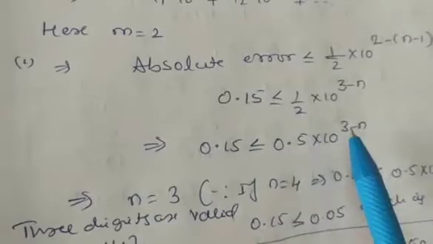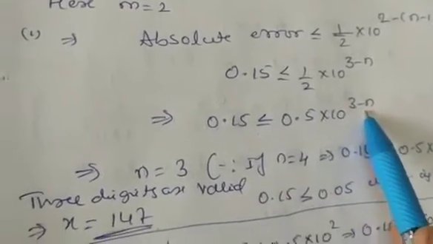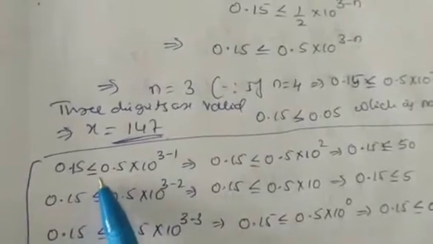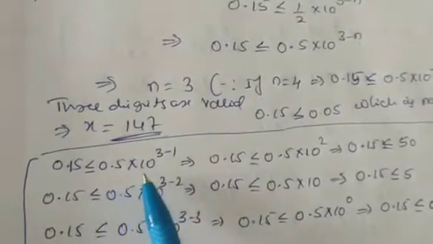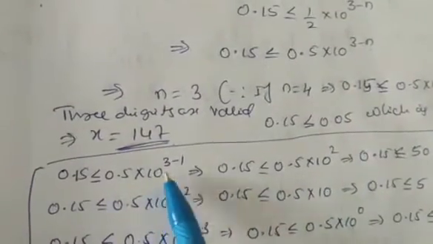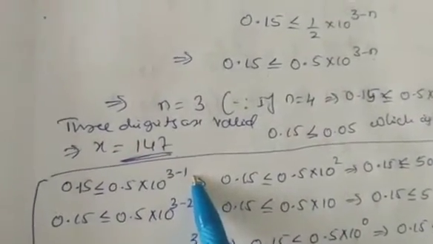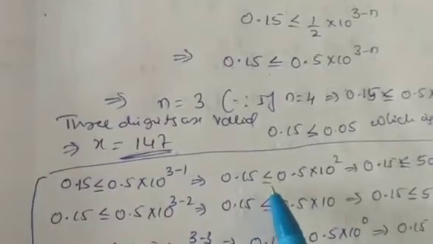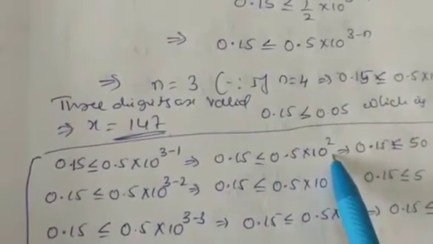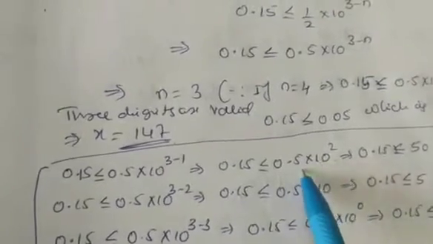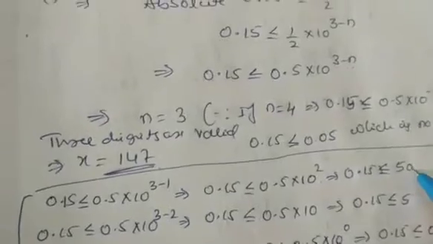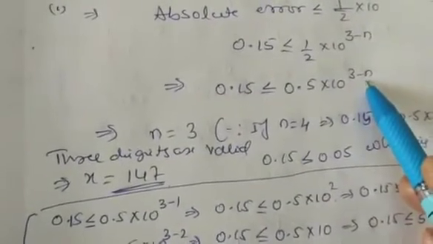So first start with n is equals to 1. When you take n equals 1, it becomes 0.15 less than 0.5 into 10 raised to 3 minus 1. In place of n, you put 1. So 3 minus 1 is 2. So 0.15 is definitely less than 0.5 into 10 raised to 2. 10 raised to 2 means 100, and 100 into 0.5 is 50. So this inequality satisfies for n is equals to 1.